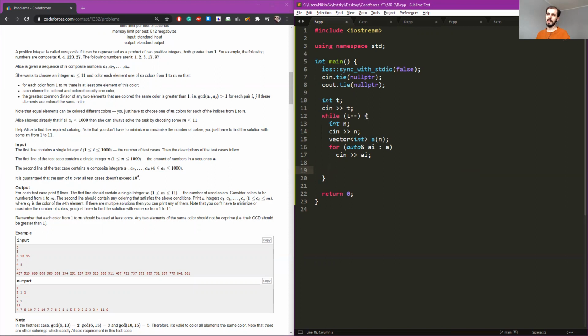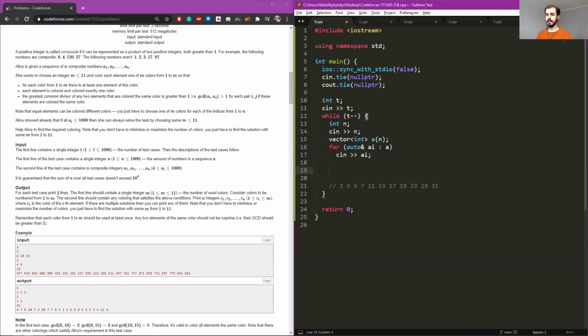Okay, so we first print m and then we print colors. Basically, a color corresponds to some GCD, and apparently one prime GCD, so it's like 2, 3, 5, 7, 11, 13, 17, 19, 23, 29, 31. What is the next prime number? 37. Right, because 37 squared is bigger than 1,000, we only need these numbers.